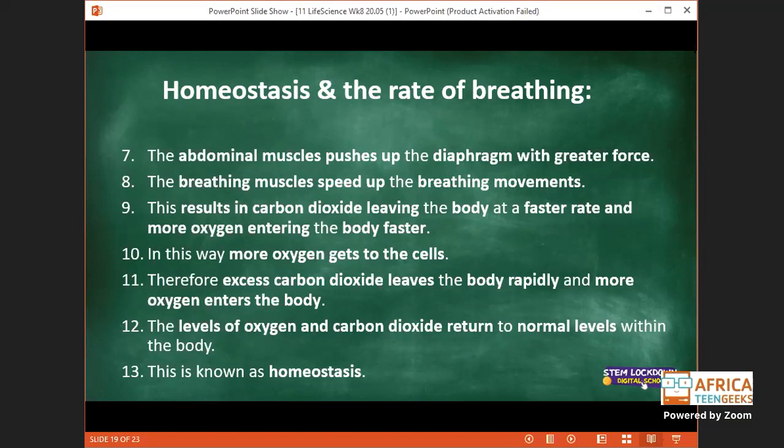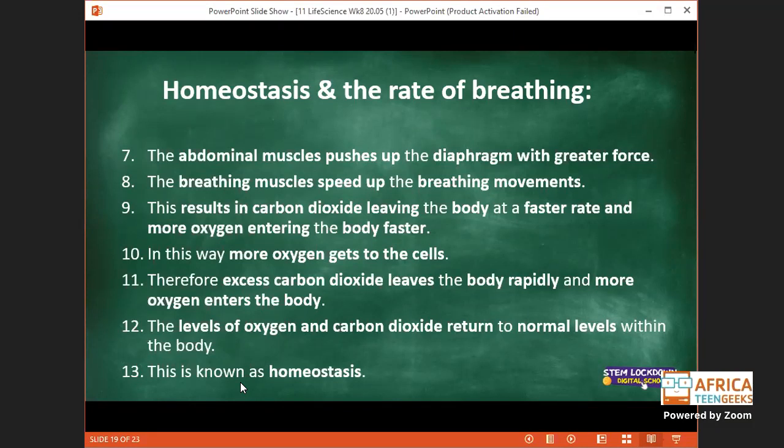Point 11, therefore excess carbon dioxide leaves the body rapidly and more oxygen enters the body. Then the levels of oxygen and carbon dioxide return to normal levels within the body, and this is known as homeostasis. So once we have a shift from the balance, if we participate in physical activity, we run, our breathing will have hyperventilation, and that hyperventilation is basically trying to get rid of the excess carbon dioxide and also balance the oxygen again back to normal. So that is basically what homeostasis is, maintaining a balance in the body.